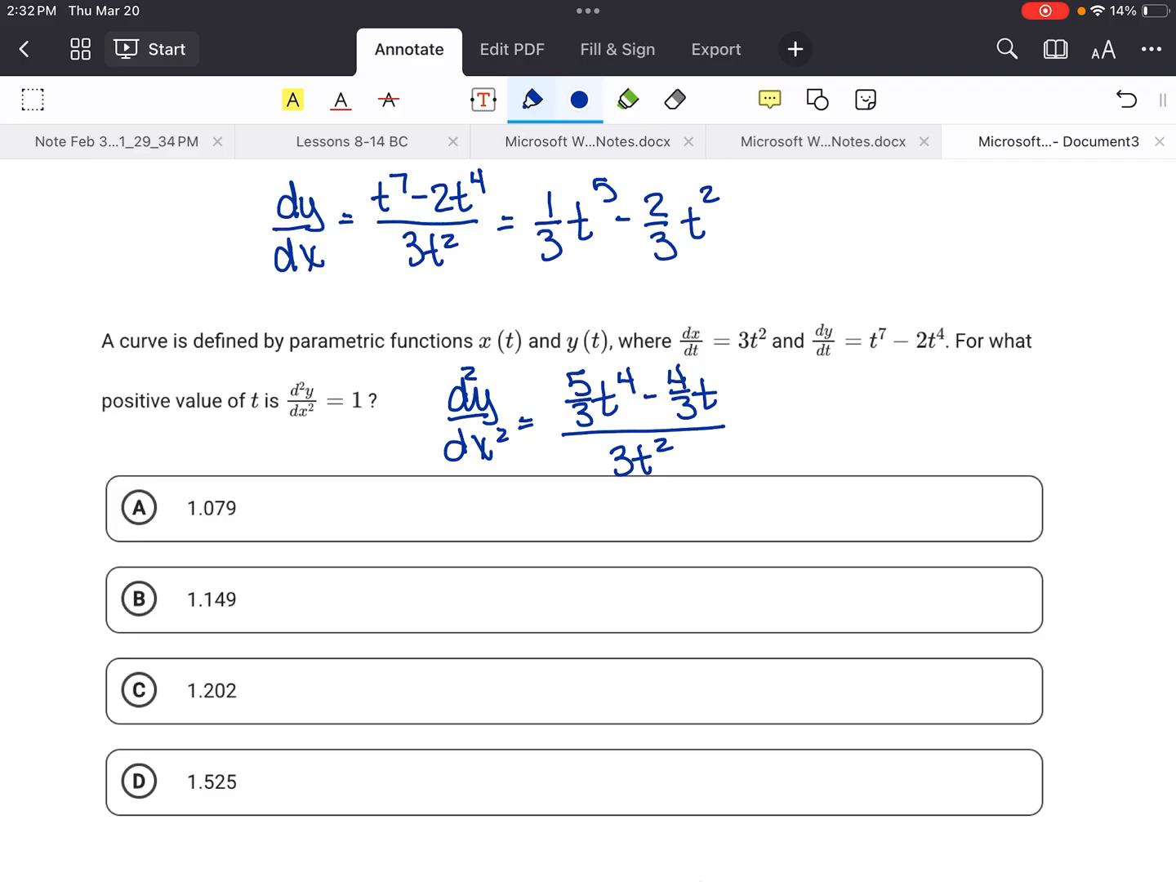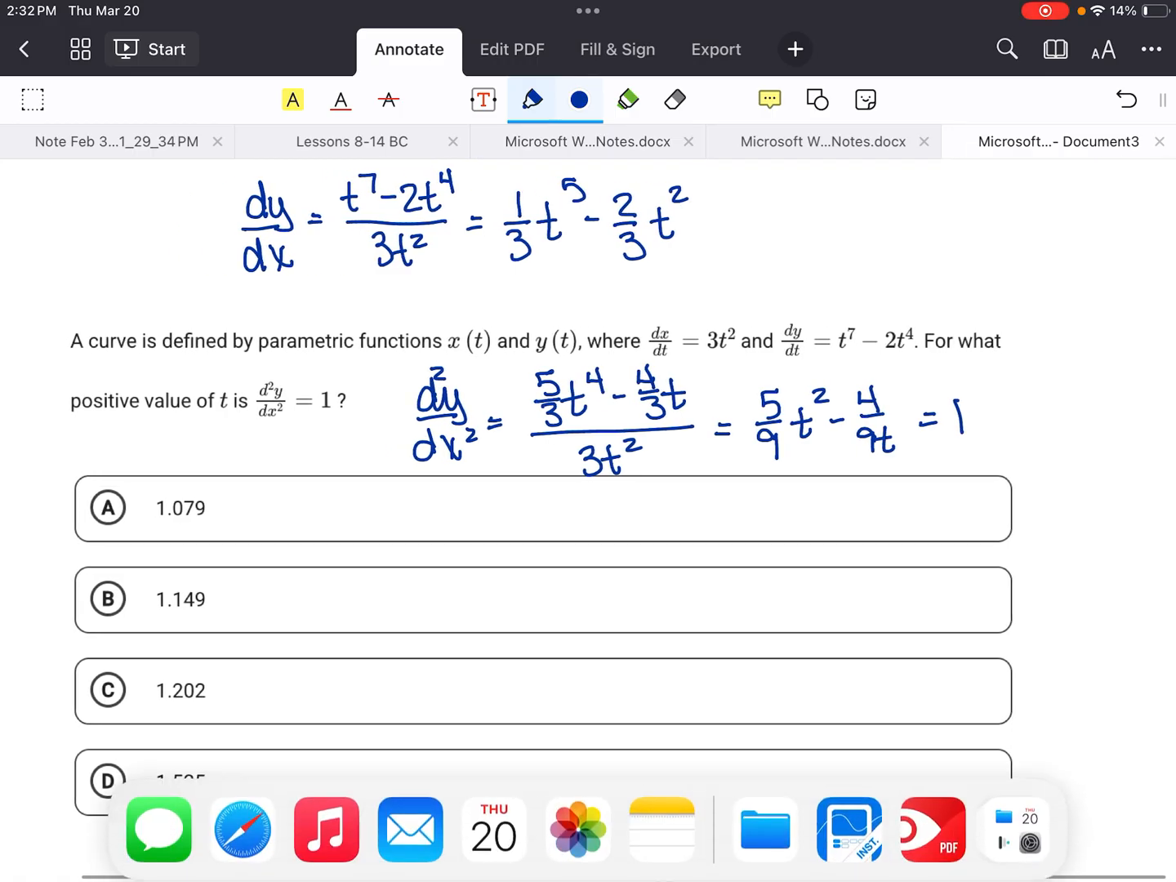You can simplify that if you want. If you do simplify that, it's going to simplify to 5/9 t squared minus 4/9 t. And I want to know where that is equal to 1. So if this were a no calculator problem, I could probably solve it, but it would be kind of hard because of fractions and factoring, since it has a t squared and a t and all that. But it's not a no calculator problem.